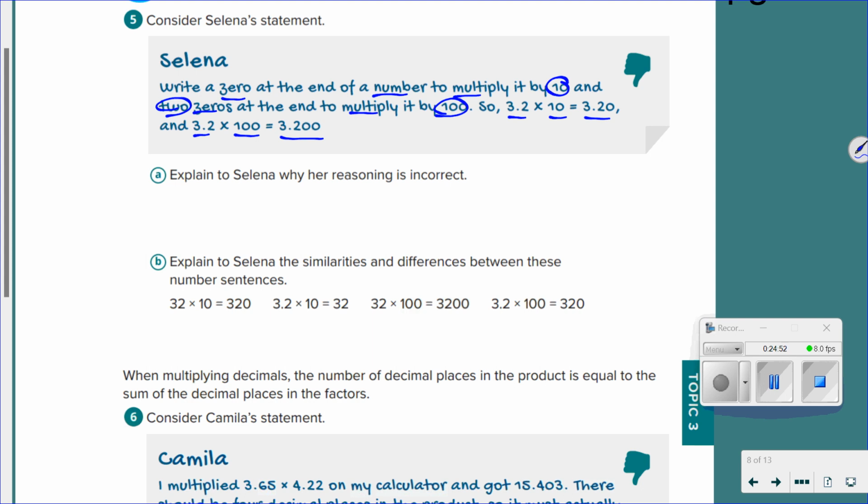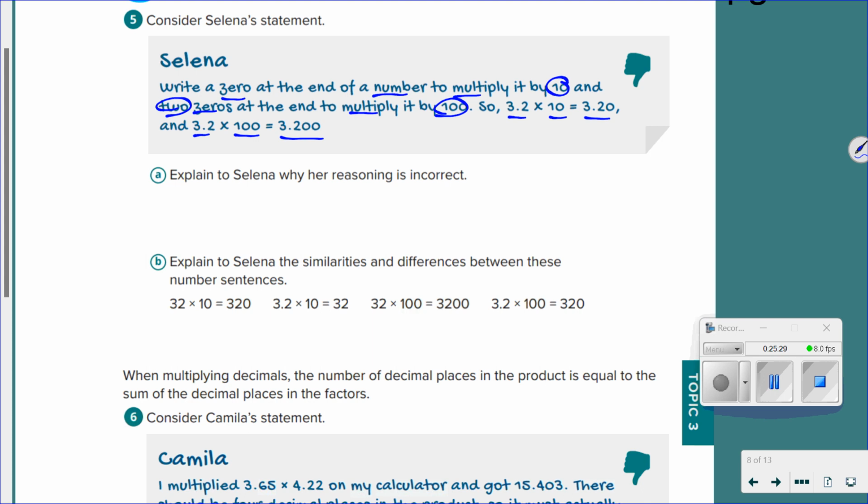Does that make sense? Why not? Did she just follow the pattern? She added a 0 after this number and 2 zeros after this number, but it's not a decimal. So it needs to go up 2 zeros. So the decimal place is going to go back 2 zeros. Wyatt's giving some good answers here. So if it's 3.2 times 10, it's going to be 32, and 3.2 times 100 is going to be 320.